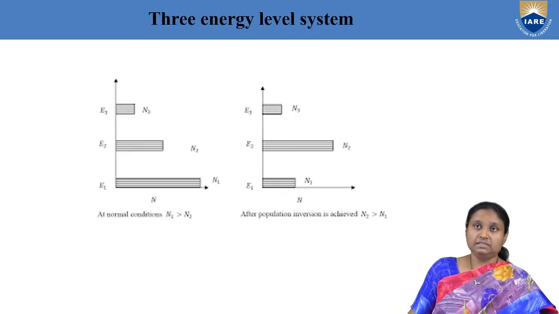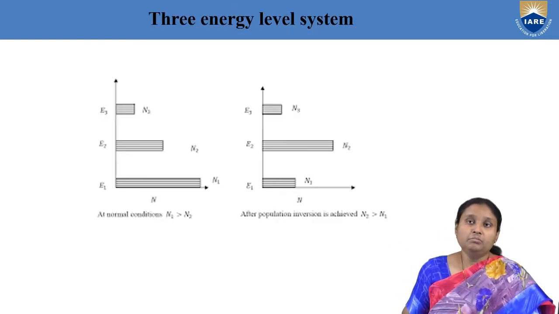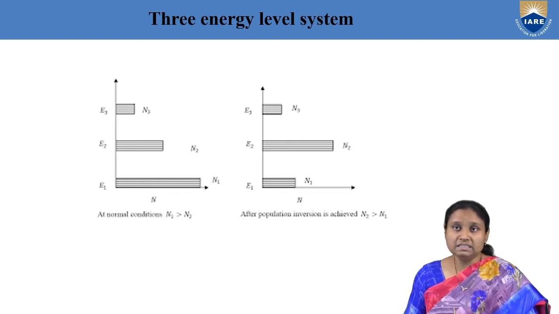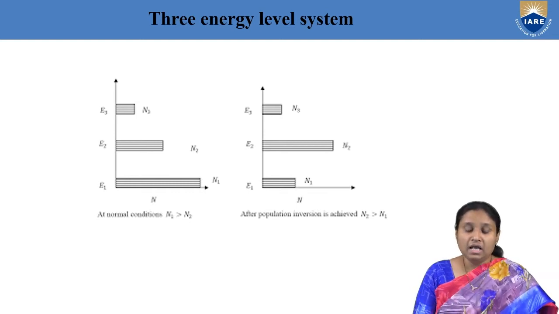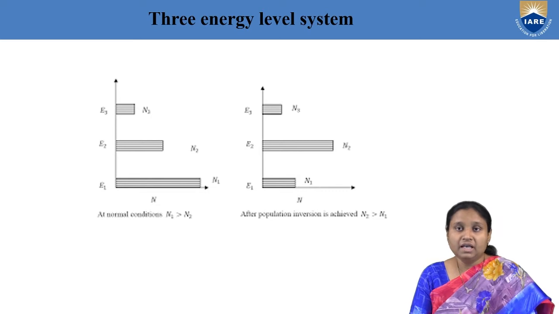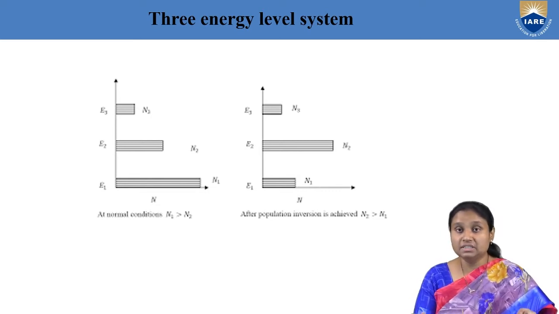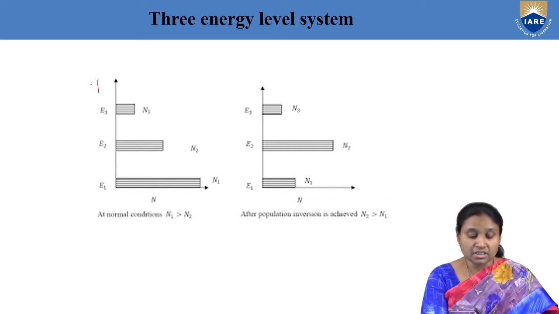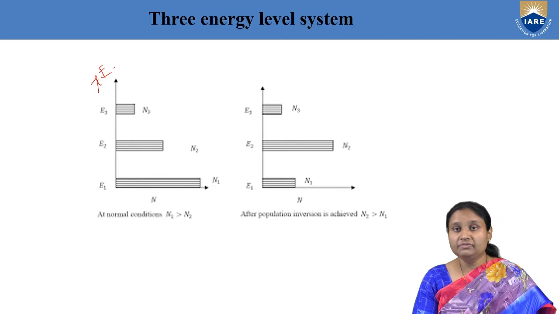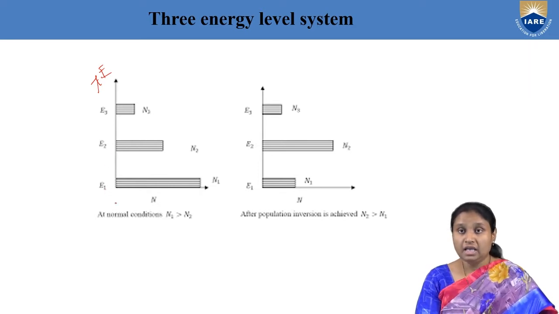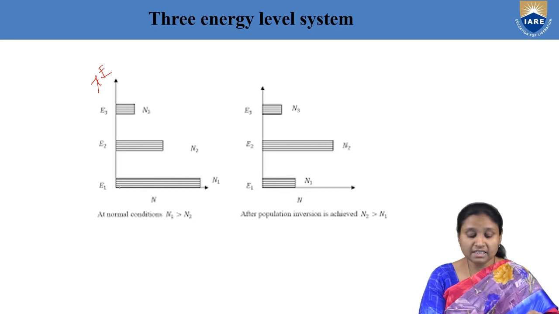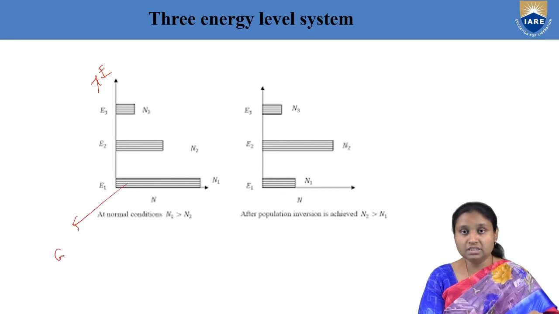And thus we can understand this in more detail using a 3 energy level system. As you can see in this particular figure, I have taken a matter system in which there are 3 active energy levels. Here I have taken population versus energy. And what are those 3 active energy levels? We are taking them as E1, E2 and E3. And here E1, let it be the ground state. So I am calling E1 the ground state.